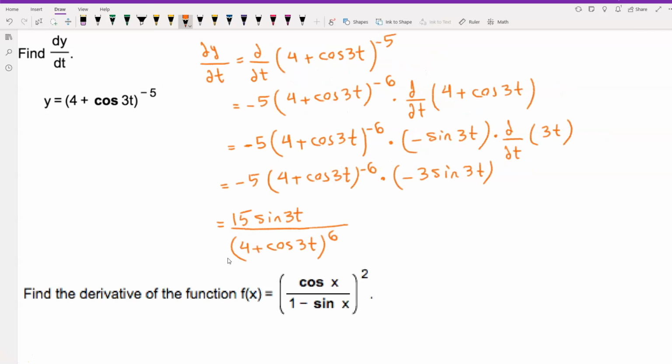And this is equal to -5 times -3 is 15 sine 3t divided by (4 plus cosine 3t), and the power is +6. So here on top we had -6 for the power, and I moved that to the denominator to make this power positive. So here is the final answer for this part.